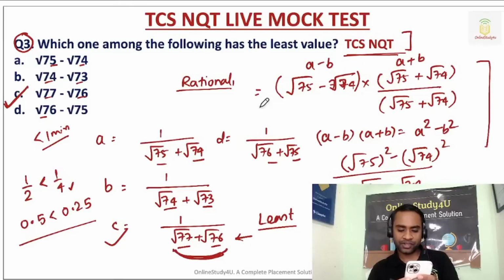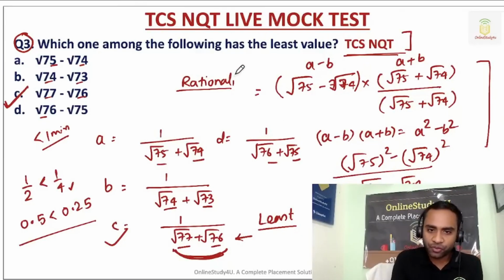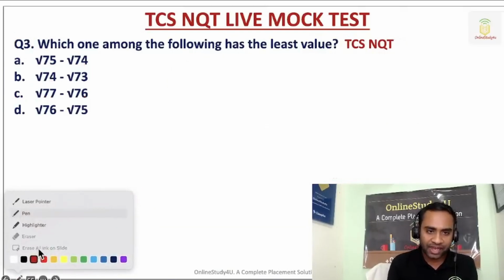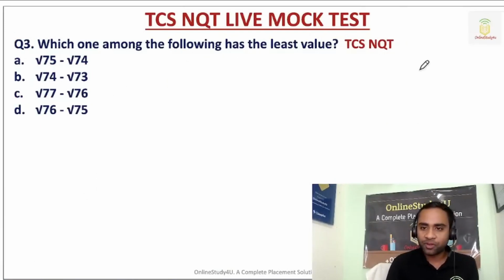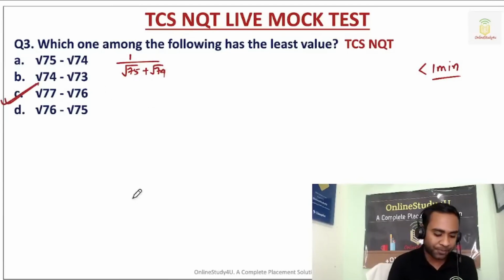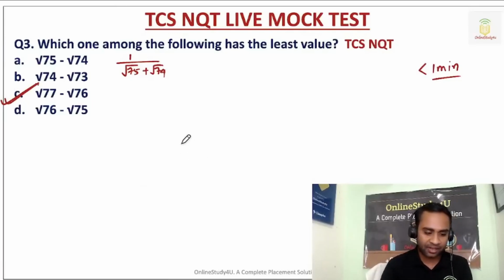Okay, very good. Is it clear for everyone, guys? Now you understood how to rationalize. It is very simple. This question, as I said, you could have done in less than 1 minute. You can write directly 1 by square root of 75 plus square root of 74, and like this you could have easily solved it. Option C is the correct answer. Is this question clear to everyone?